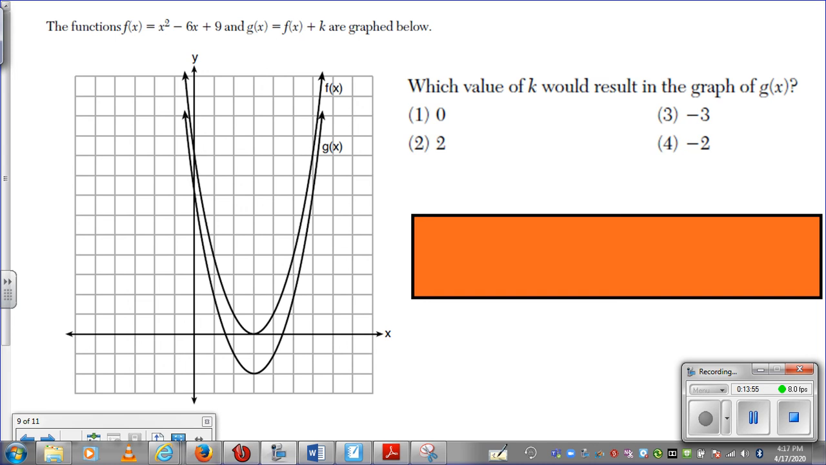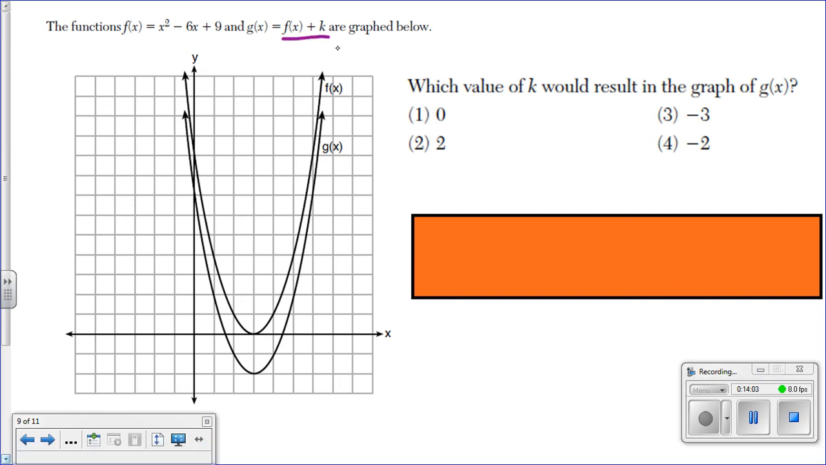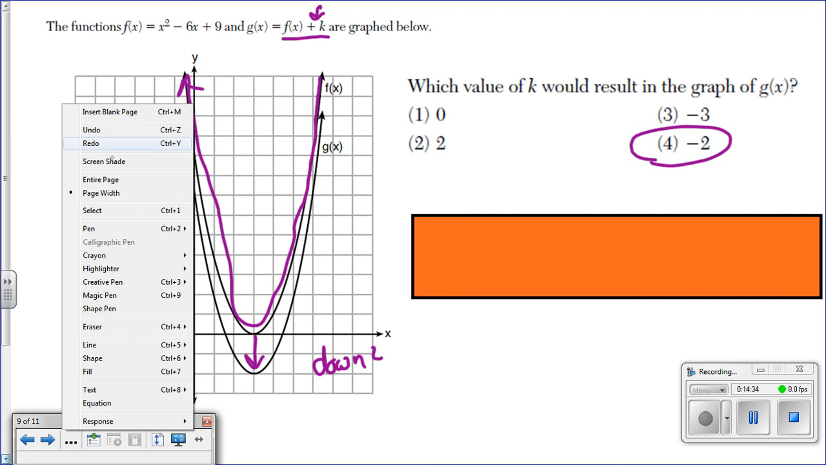All right, in this problem, we've got the function, which is f of x, and then we've got g of x, which means take f of x and add k. So it takes f of x and adds k. Well, let's see. F of x is our original. Oh boy, I'm not good at drawing that. And then g of x is actually moved down. So what we did here is we went down 2. So if we want to go down 2, what would k have to be? Hopefully you're thinking minus 2. That's your answer.